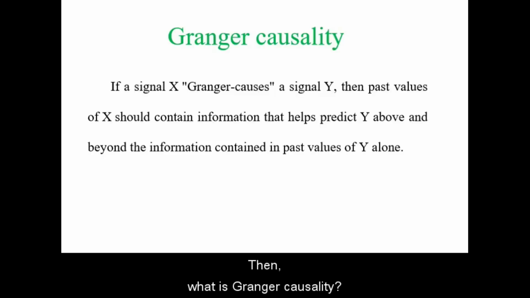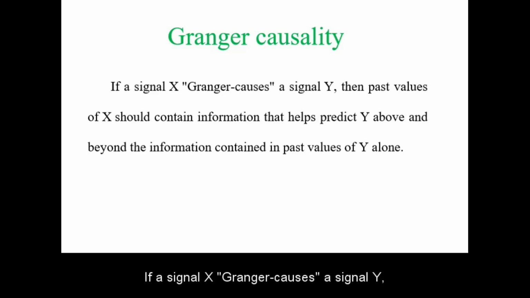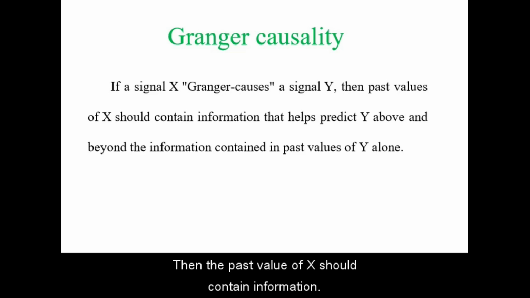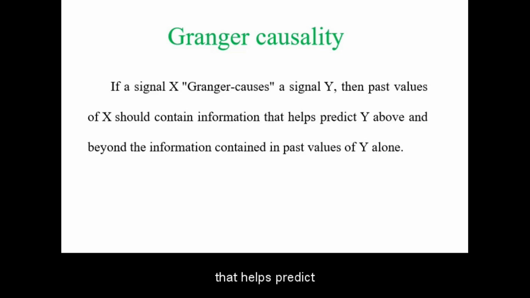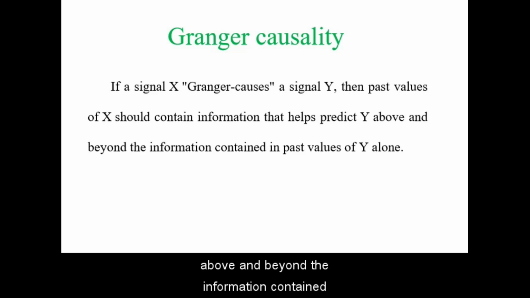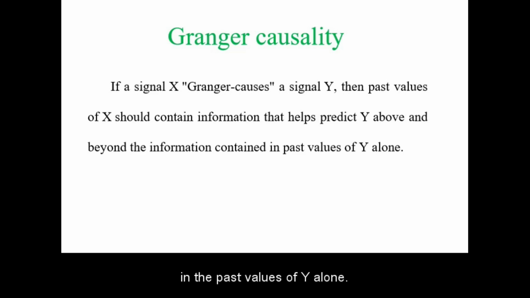Then what is Granger causality? In words, it's defined this way. If a signal X Granger causes a signal Y, then past values of X should contain information that helps predict Y above and beyond the information contained in the past values of Y alone.